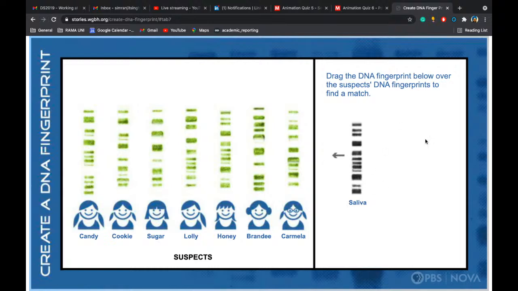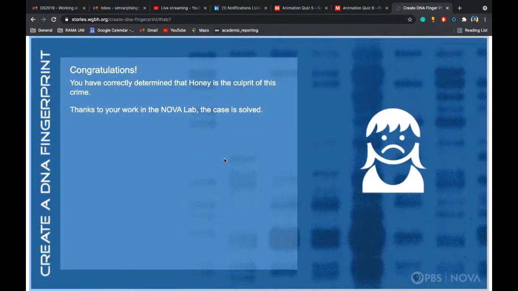So this is how DNA fingerprinting works. We can check it and put it over that, and yes, it's the same. Yeah, we have correctly determined, and she's sad now. Thank you to the Nova Lab who has solved this case.